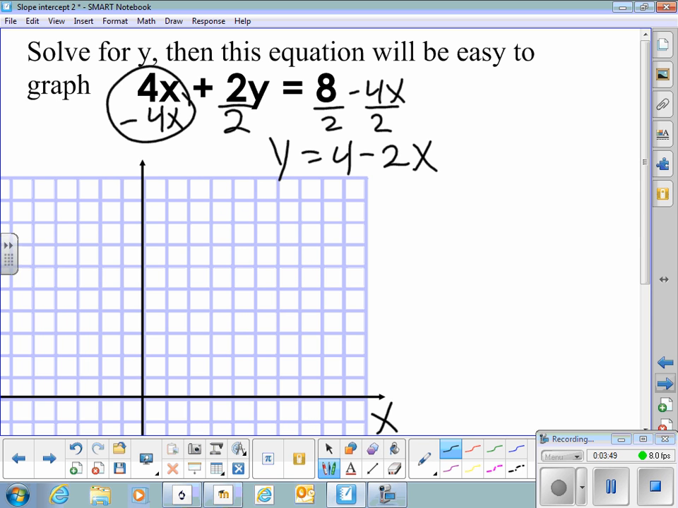So here's my x-axis, here's my y-axis. Each square will be 1. So I start out at what's called the intercept. So I go up from 0, 4. 1, 2, 3, 4 on the y-axis. From there I go down, because it's minus 2, down 2 and over 1. Down 2 over 1. You can connect that with a straight line.